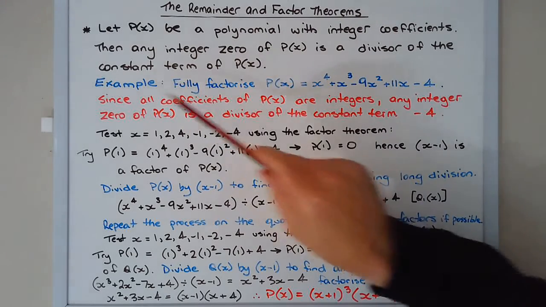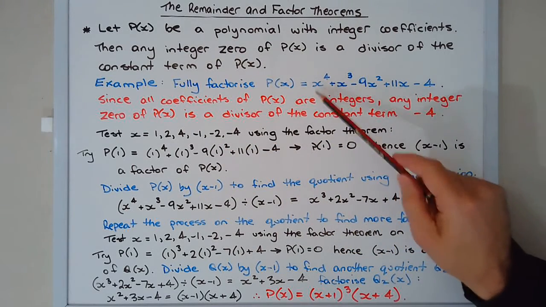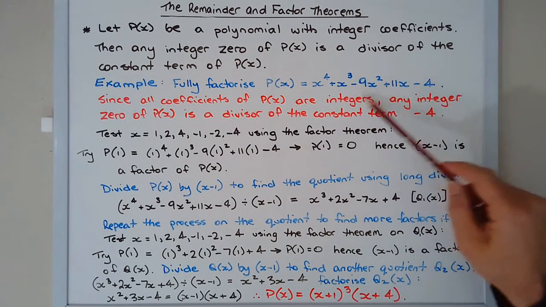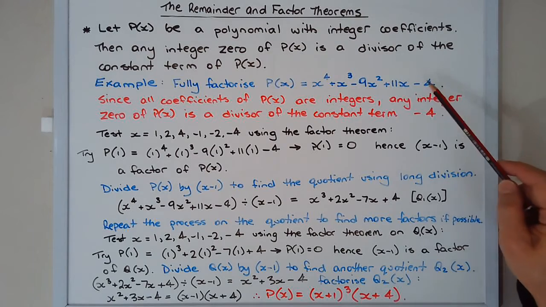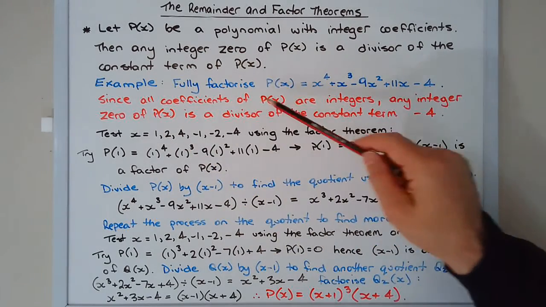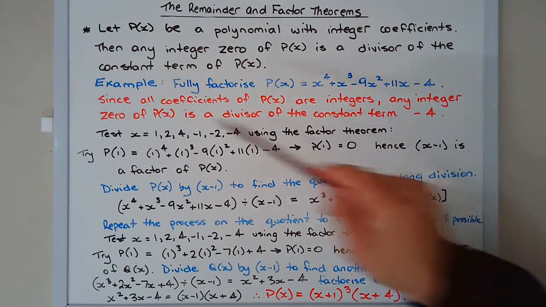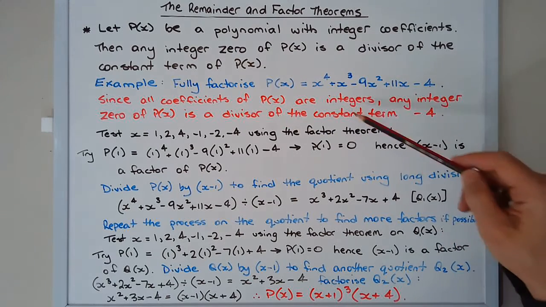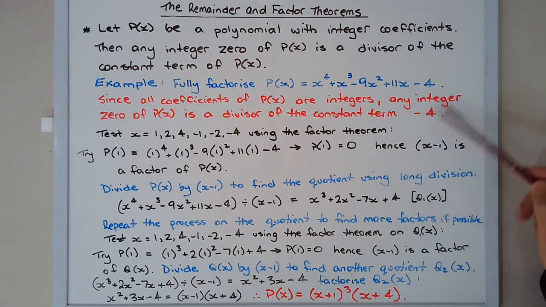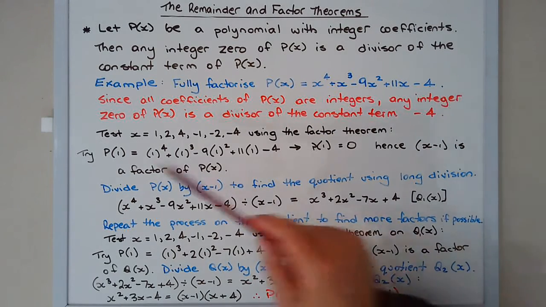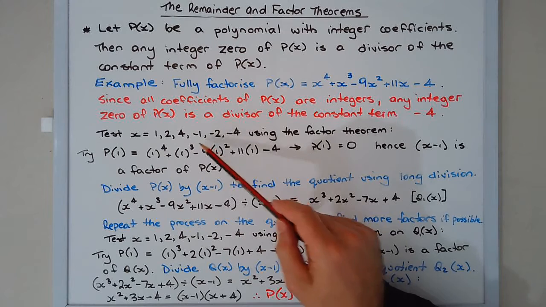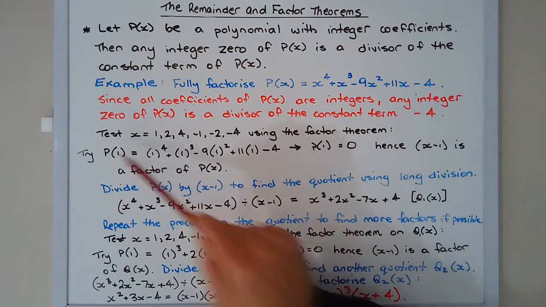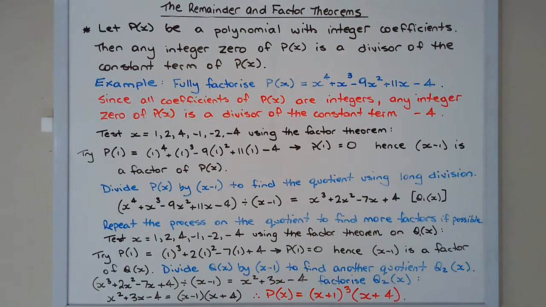Here's an example. Fully factorize P of x equals x to the power of 4 plus x cubed minus 9x squared plus 11x minus 4. Since all coefficients of P of x are integers, any integer zero of P of x is a divisor of the constant term, negative 4. So those divisors are 1, 2, 4, negative 1, negative 2, negative 4. And we're going to test those using the factor theorem.